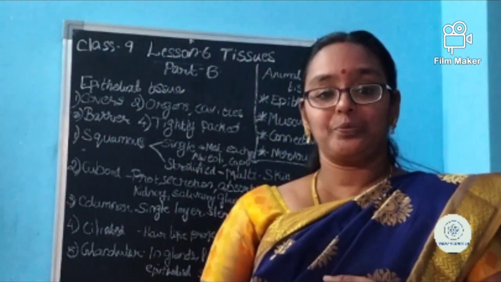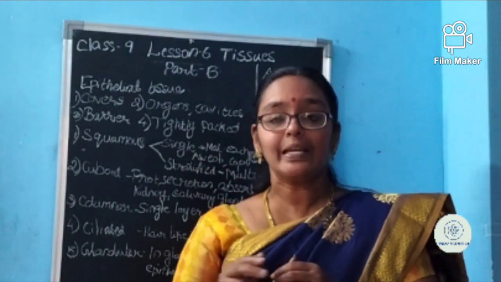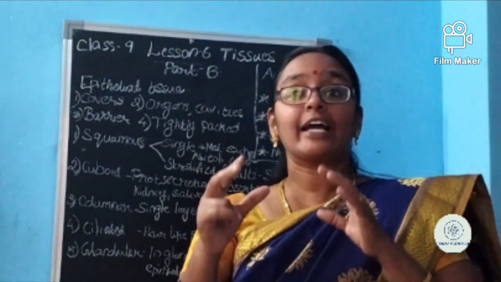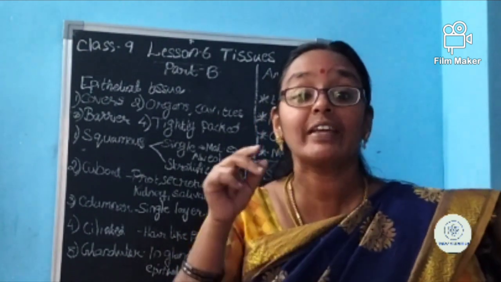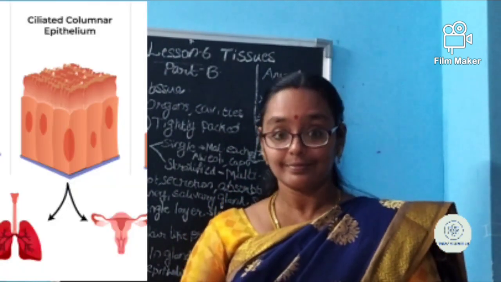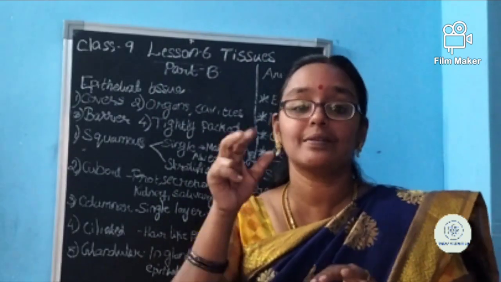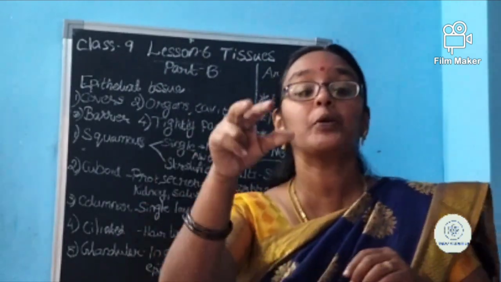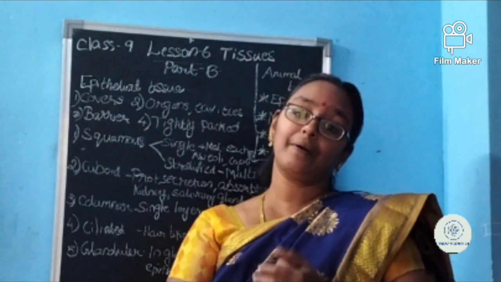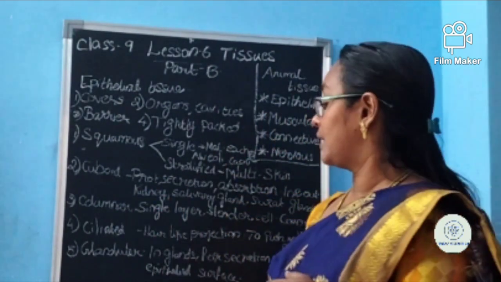Ciliated columnar tissue is a columnar tissue which has hair-like projections, which help to remove what? Mucus. It helps to push the mucus away from that particular part. That is about the ciliated columnar tissue.